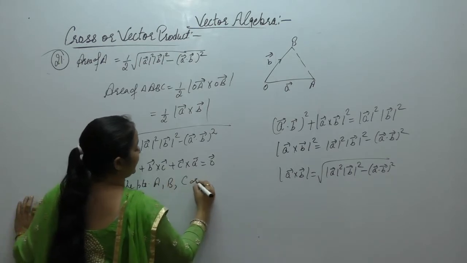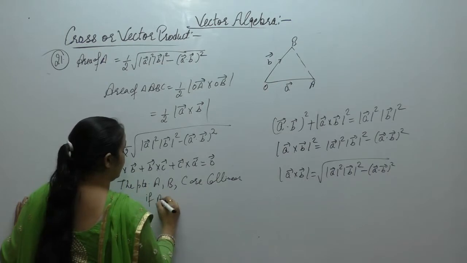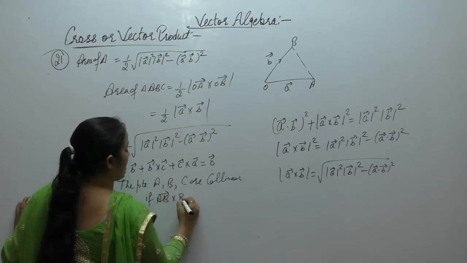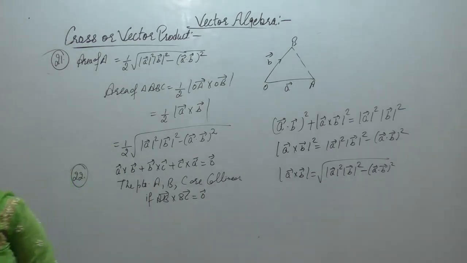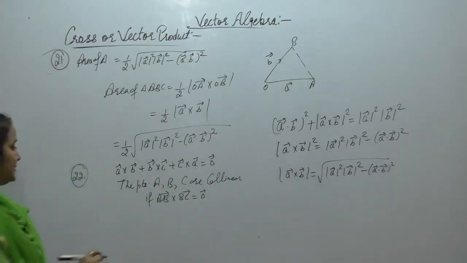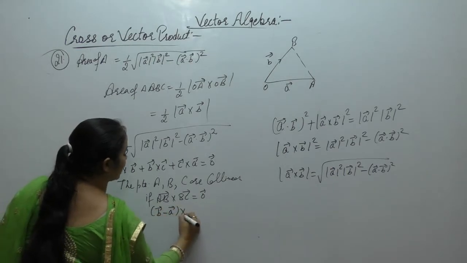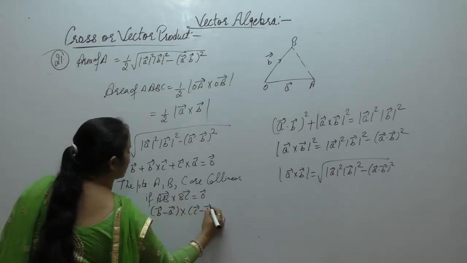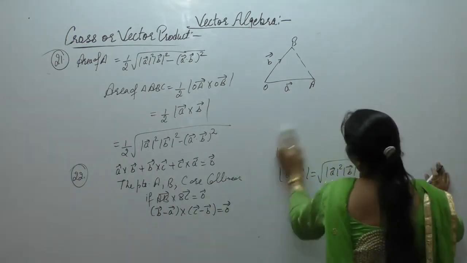The points A, B, C are collinear if the cross product of AB vector and BC vector is 0. Now, position vector of B minus position vector of A, cross position vector of C minus position vector of B, is 0.